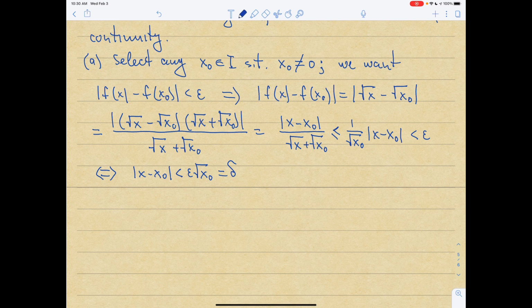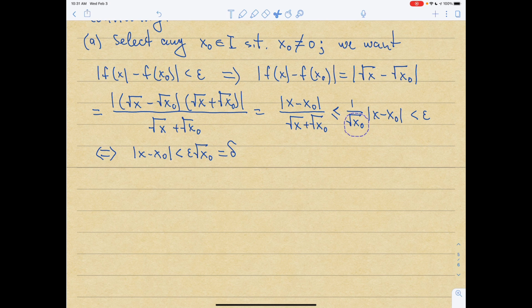Now, why did I exclude 0? Because if x0 was included in this calculation, then I would be dividing by 0 here, and that's not allowed, right? So I have to treat the situation with x0 being equal to 0 separately. And so let's do that. Let's suppose now that x0 is equal to 0. So part B. Let x0 be equal to 0.